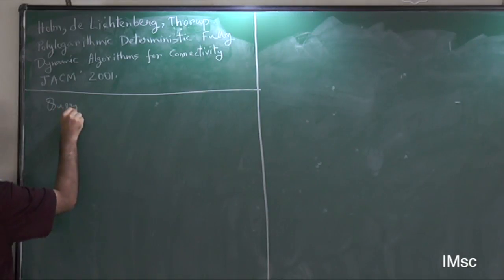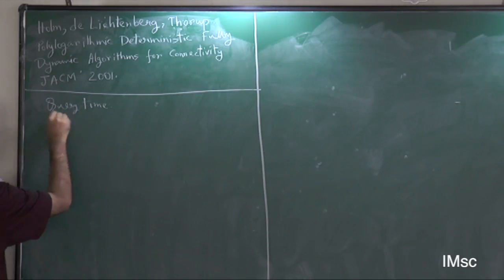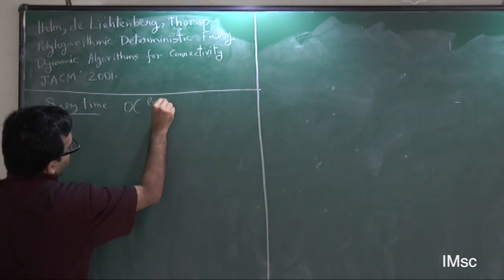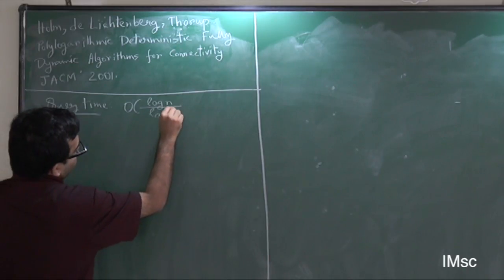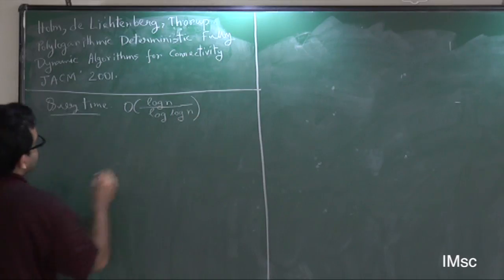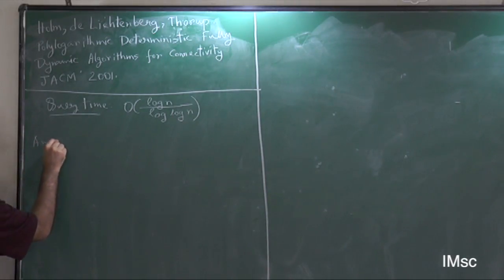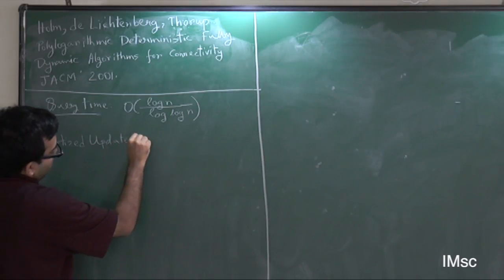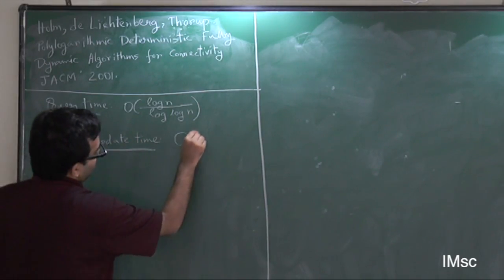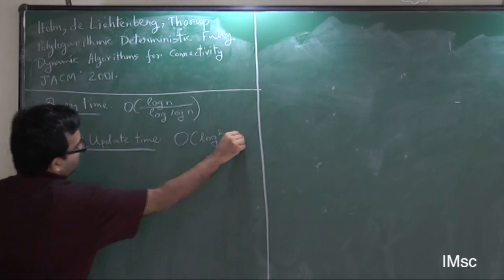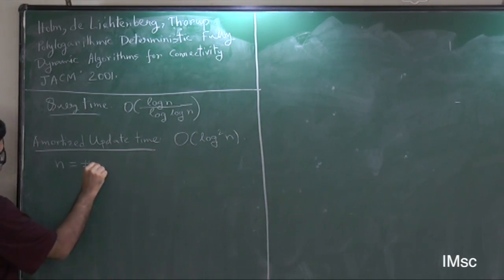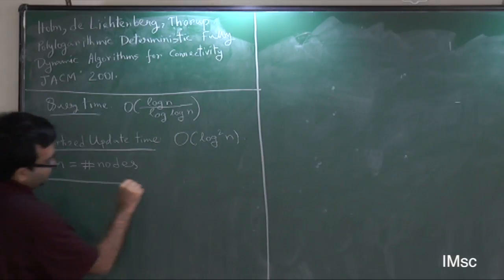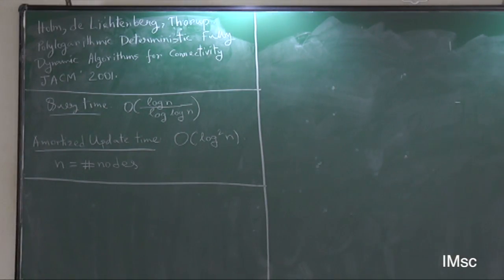So it will have a query time of log n over log log n and an amortized update time, where n is the number of nodes in the graph. For the time being, just ignore the specific terms that are mentioned here. Just assume that we want some polylog update and query time.